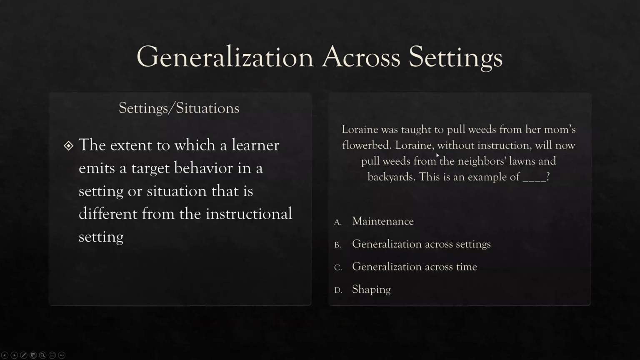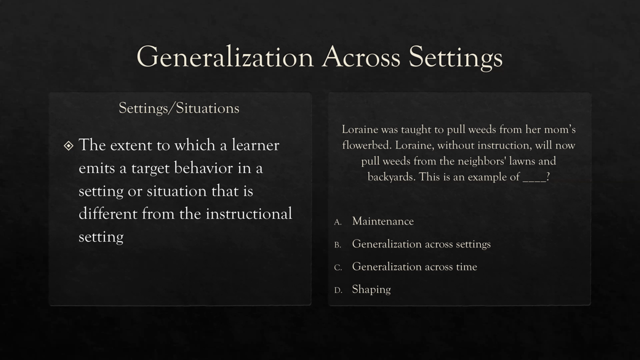Let's continue. Generalization across settings is probably the most common type of generalization we talk about, settings and situations. It is the extent to which a learner emits a target behavior in a setting or situation that is different from the instructional setting. Sounds very similar to the overall definition of generalization, because that's all it is. We're seeing if a target behavior can occur outside of the instructional environment with new stimuli. If I teach in the clinic, can it occur in the home? If I teach in the home, can it occur in the school? If I teach it, can the teacher see the behavior? On and on. Generalization, it's as simple as that.